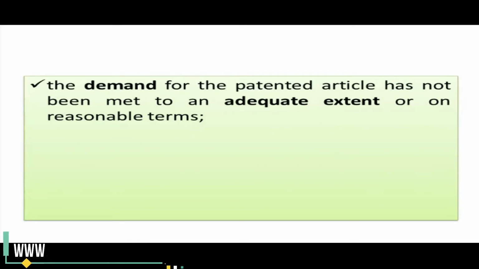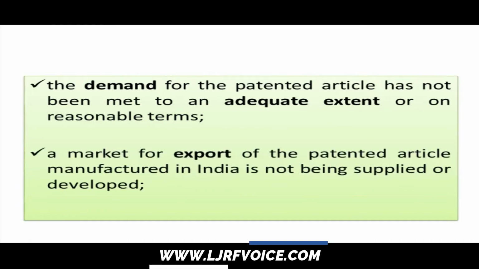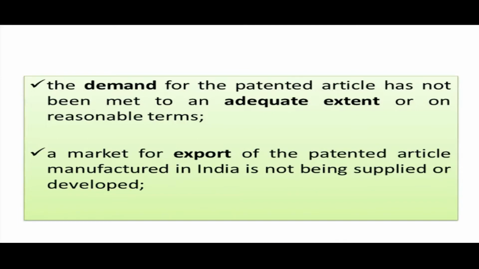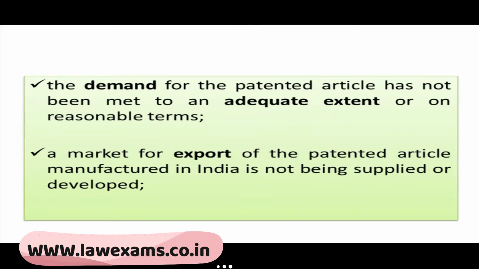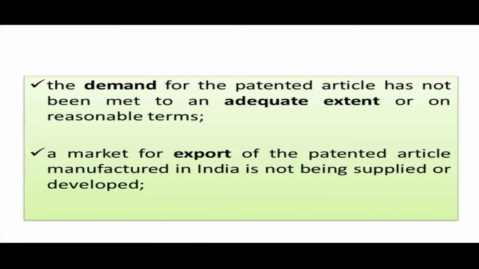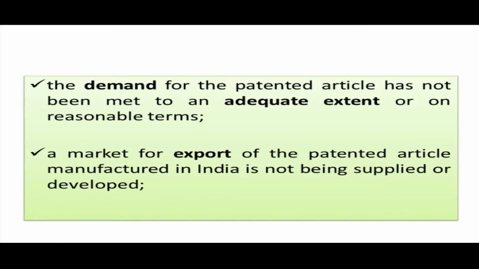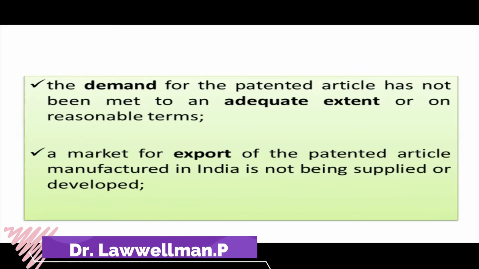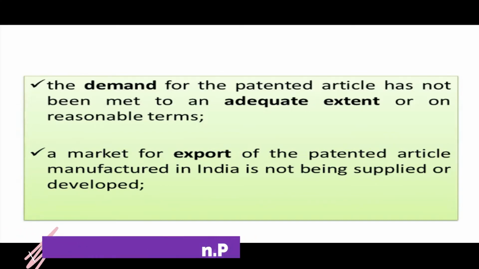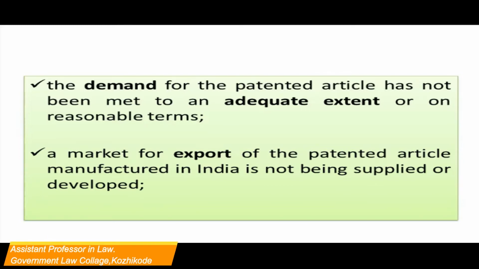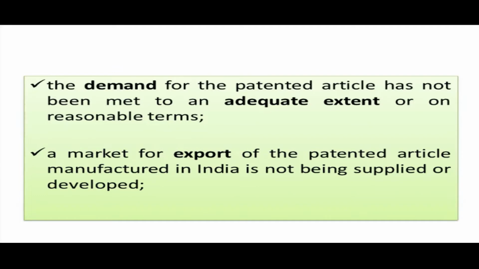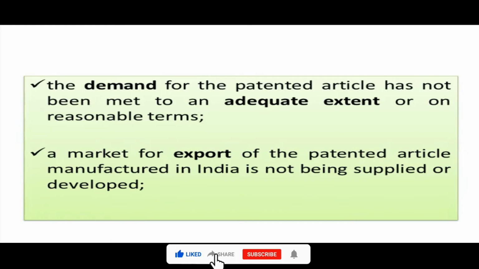If you go further, the demand for the patented article has not been met to an adequate extent or on reasonable terms. That's also an important consideration. The market for export of the patented article manufactured in India is not being supplied or developed. So, if there is a possibility of manufacturing the patented article in India to an extent more than is required for public use in India, that can be exported if the capacity and possibility of manufacturing more than required exists, which will be enough for export.